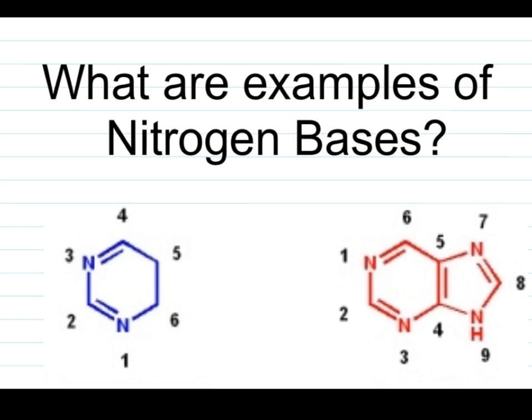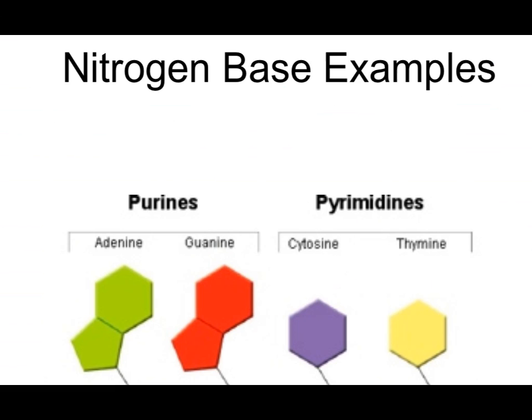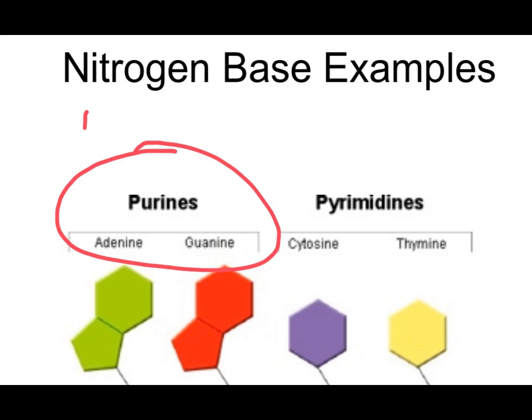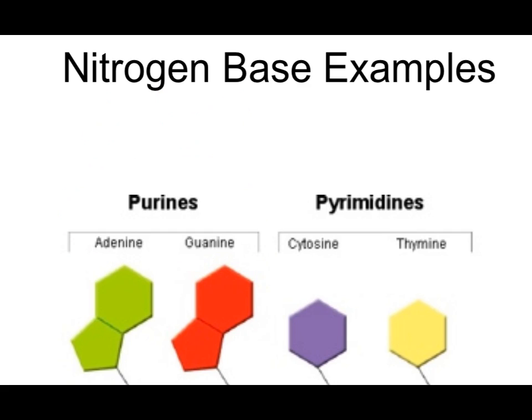So let's consider some specific examples of these nitrogen bases. Adenine and guanine have a 2-ring shape and thus are classified as purines. And cytosine and thymine have a 1-ring shape and thus are classified as pyrimidines.